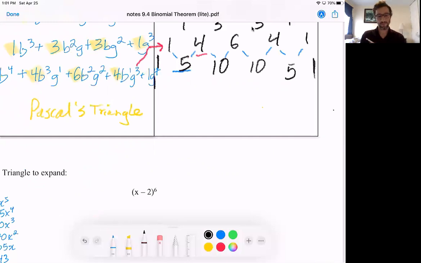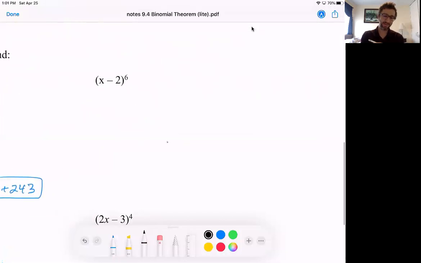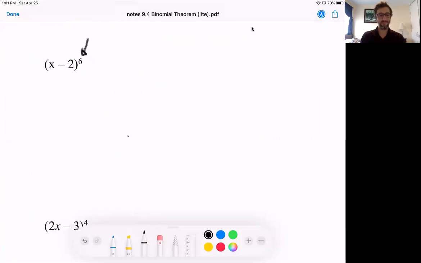Well, remember, we're going to have a 1 on the edge. That would be a 1, 1 plus 5 is 6, 5 and 10, 10 and 10, 10 and 5, 5 and 1, and then a 1 on the edge. That's the 6th row of Pascal's triangle. We need the 6th row because we have this exponent, which is a 6. So if you'd like to pause the video and see if you can write out Pascal's triangle.